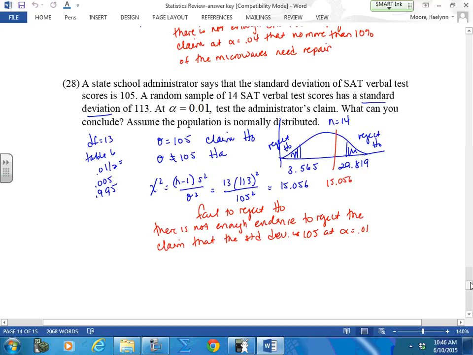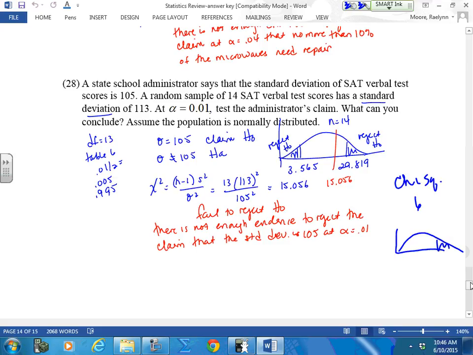Here's another one. Here's one with your standard deviation. Now the key here is if it's a standard deviation, you have to square it. If it's a variance, it's already squared. Your critical values again are on your chi test. This is a chi-square test. We're on table 6. Table 6 is area to the right. It's slightly skewed and it's always area to the right.